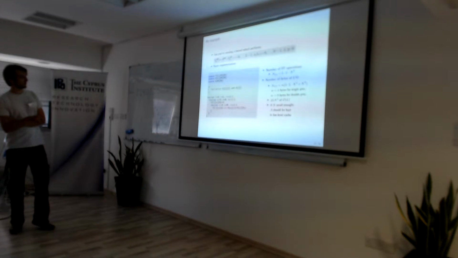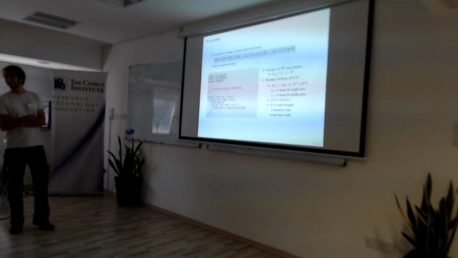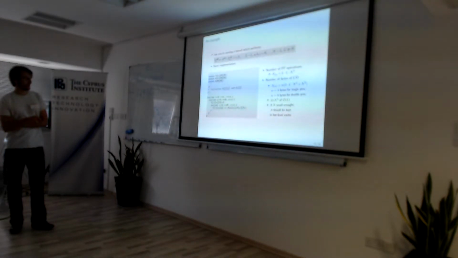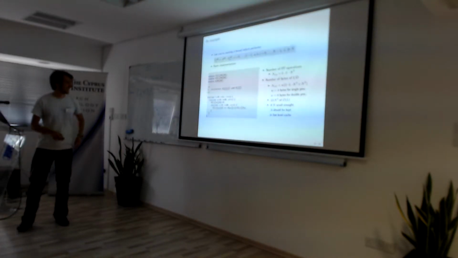I missed one for loop, I think. The for loop over V, sorry. So here should be another for loop over V so that you have n to the power 3. Sorry.